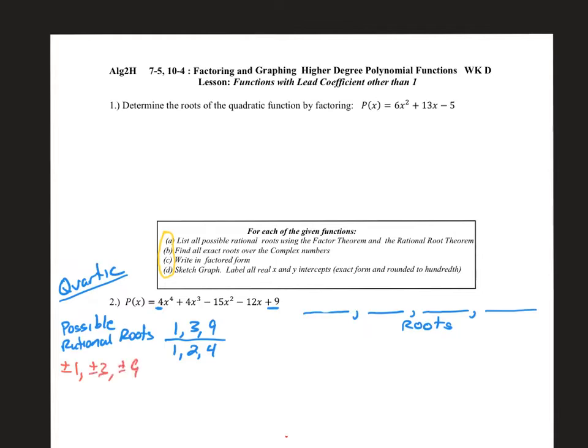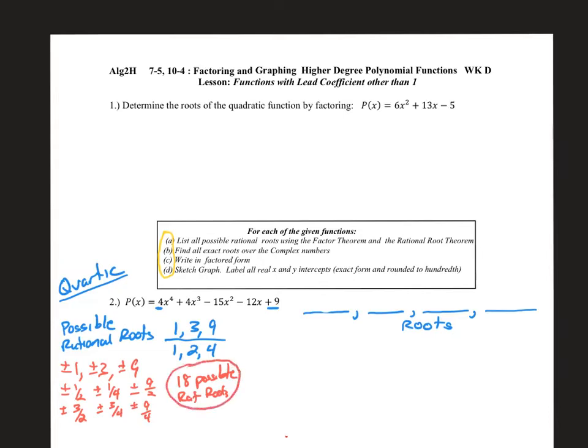And then now I'm going to do over 2, right? So then we also have plus or minus 1/2, plus or minus 1/4, plus or minus 3/2, plus or minus 3/4, plus or minus 9/2, and plus or minus 9/4. So if you count those all up, 2, 4, 6, 8, 10, 12, 14, 16, 18, there are 18 possible rational roots.